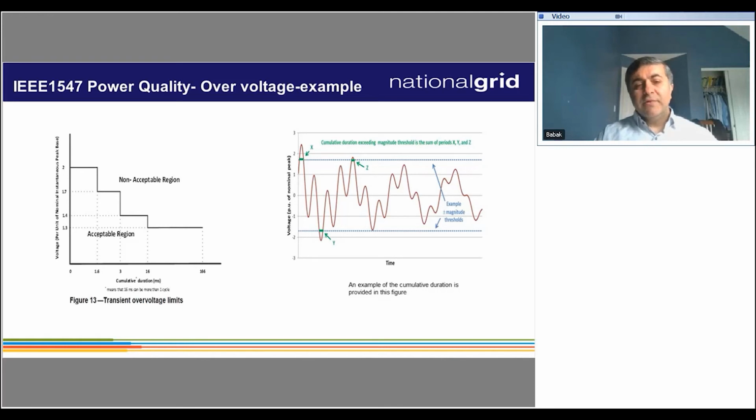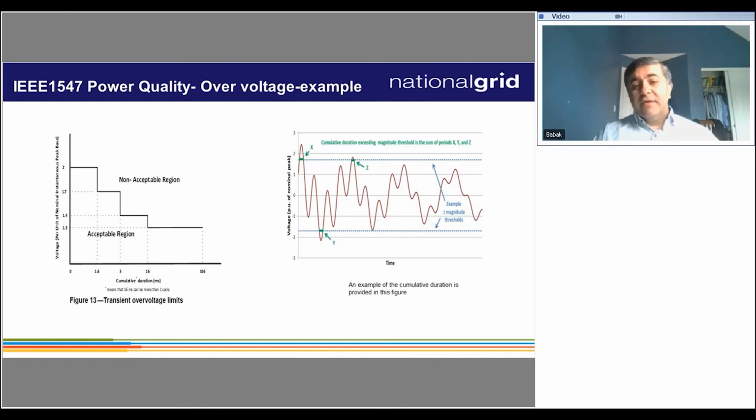There is an acceptable region, so as long as the voltage, for the cumulative period of time, stays within that acceptable region, then typical distribution system surge arresters should be fine and not get damaged. On the right side, there's an example of how you calculate the cumulative duration.